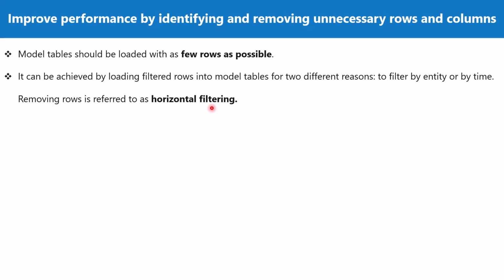Horizontal filtering works because we know that the records are the horizontal entities in the tables. So if we are removing the rows from the data model or from any of the tables, this is called the horizontal filtering process.